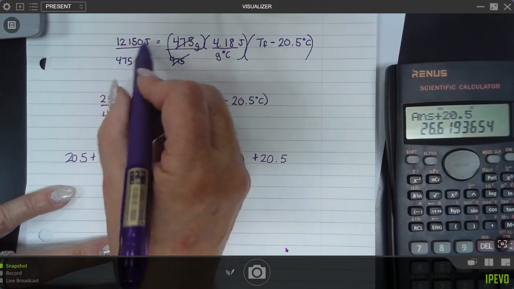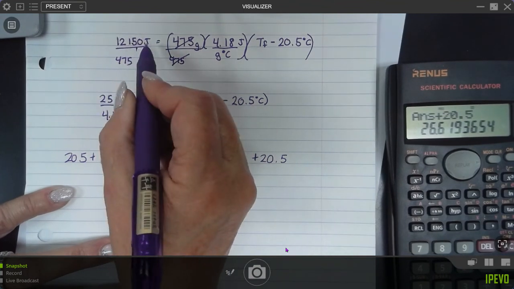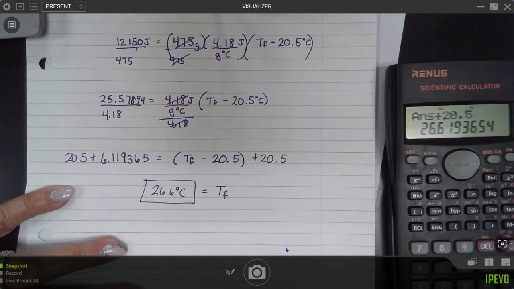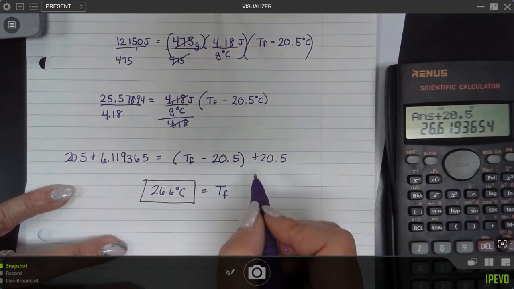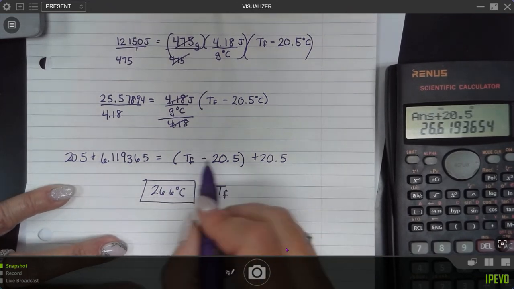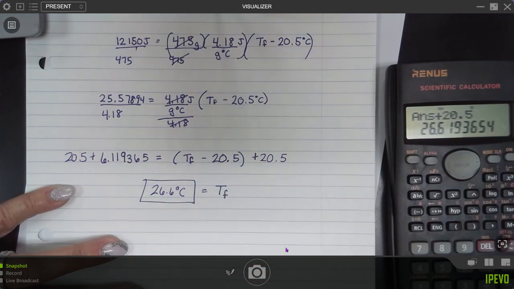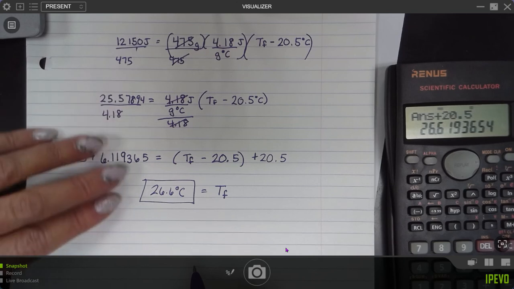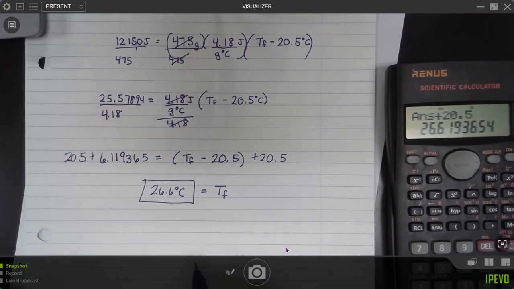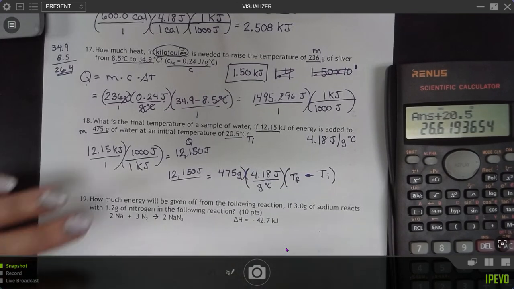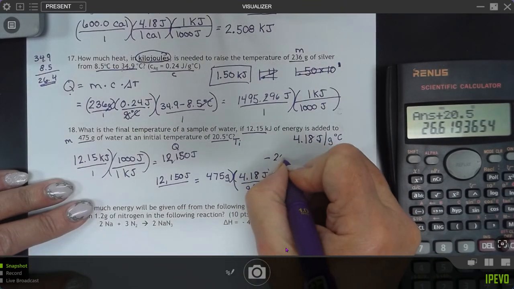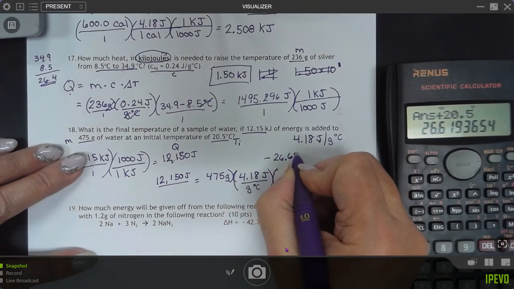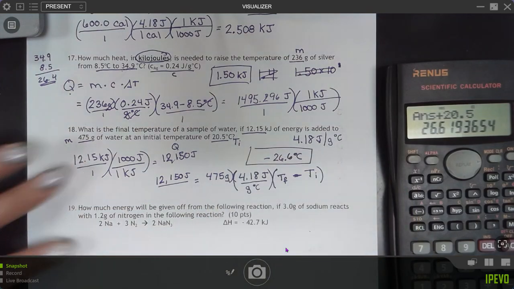You converted from kilojoules to joules without issue, but then it came to the algebra. You've got to be able to isolate variables in order to be 100% positive that you're going to get this right. Okay, your units will also cancel out. I didn't carry that through, but you could use your units to guide you. So this answer is going to be 26.6 degrees Celsius as your final temperature.